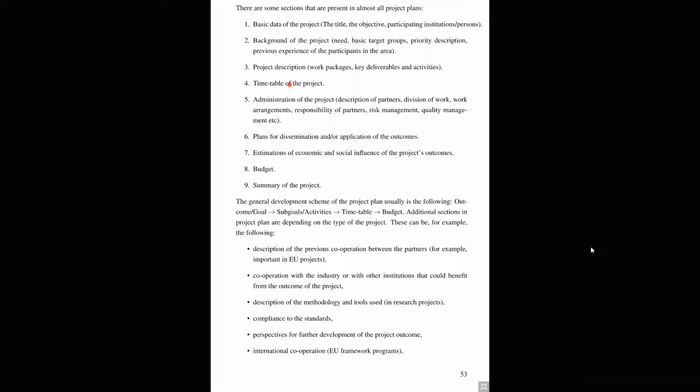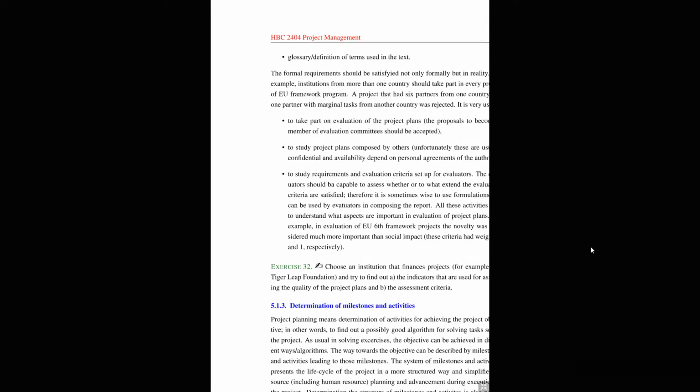You can also have a description of the methodology and the tools or instruments that you are going to use in the research projects. Then you should be able to comply with the standards when you are doing the project plan. Then you can also look at the cooperation that you are going to have with the international organizations and international corporations.